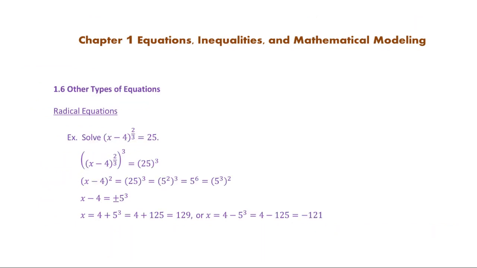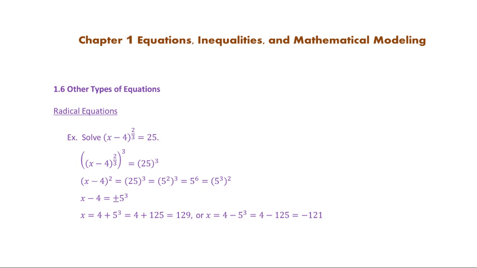So again, we want to solve another radical equation here. So this time we got x minus 4 to the 2/3 power equal to 25. So it doesn't look like a radical equation, but if you rewrite it in radicals, that's the cube root of x minus 4 squared. So that indeed is a radical equation. But you don't have to rewrite into radical form to solve the equation. Rather, you just use the exponent in here and solve it.